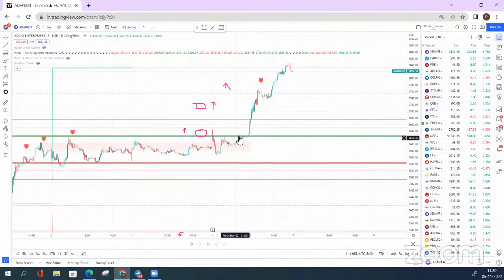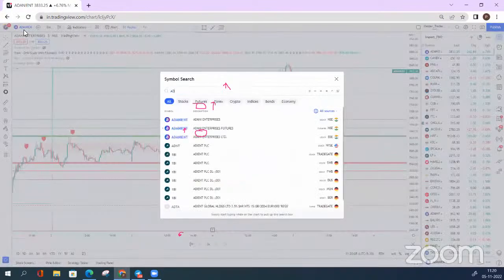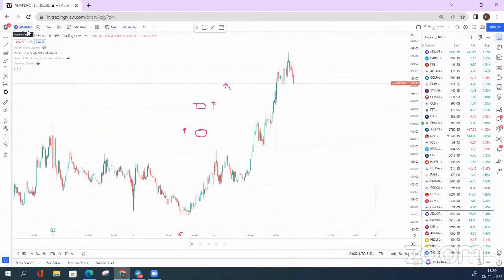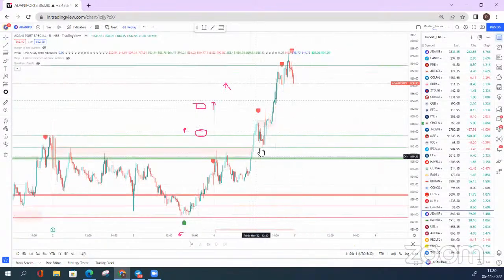Even if you miss somewhere here, you get a target somewhere here. This is an important thing: if you are missing something, the indicator will not miss you. Again, see, after crossing this level, it made a little bit of resistance here, but after crossing the resistance, we have the target here.